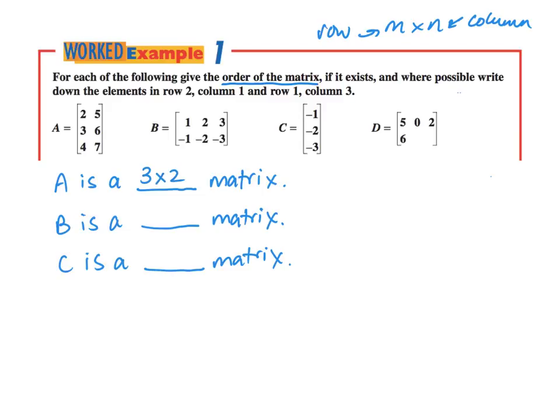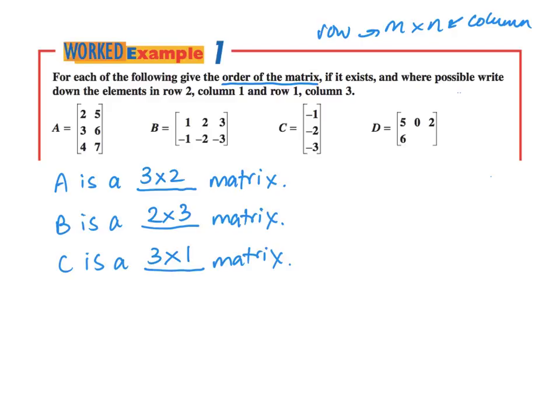Looking on to B, looks like it's the other way around. There are 2 rows and 3 columns, so this would be a 2 by 3 matrix. Example C, there are 3 rows, but there is only 1 column, so it's perfectly fine to write a 3 by 1 matrix for that one.